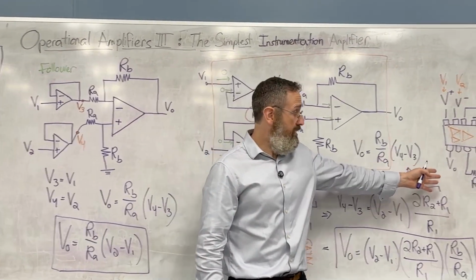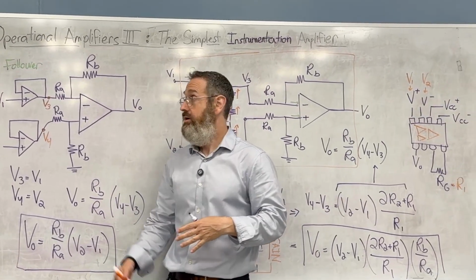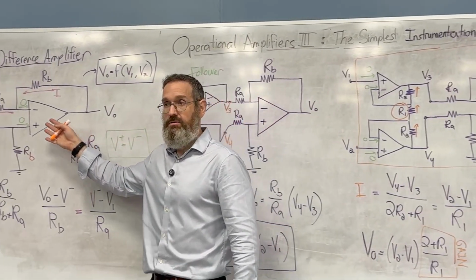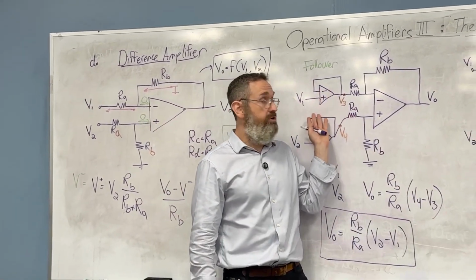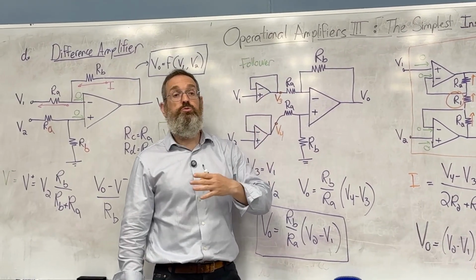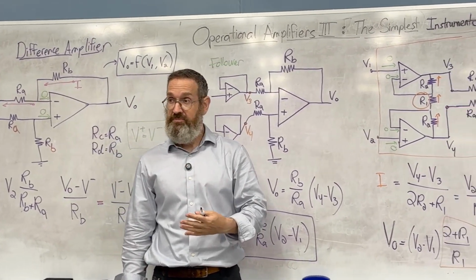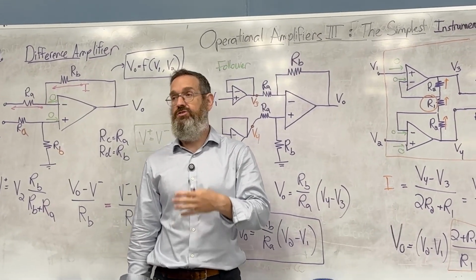So an instrumentation amplifier is ultimately a difference amplifier, right? With the added benefit that the inputs are buffered. And we're going to leverage that, right? But the real catch is that you only have to insert one resistor instead of inserting 4.